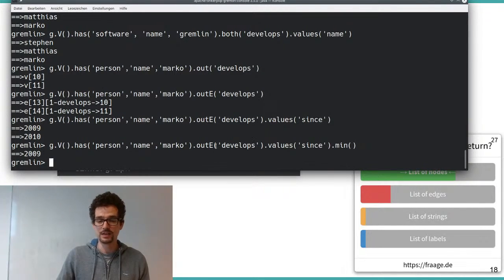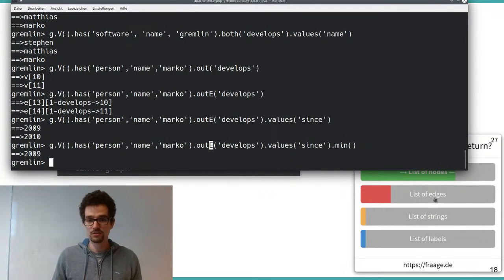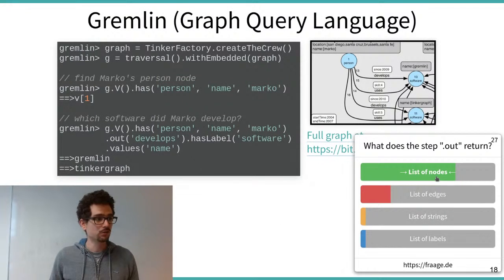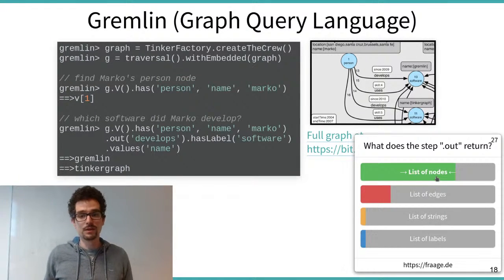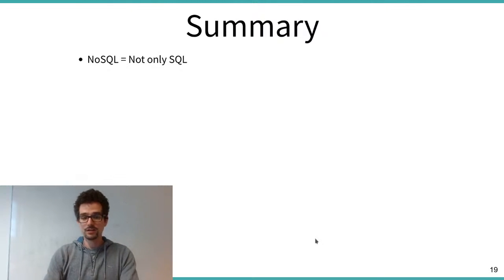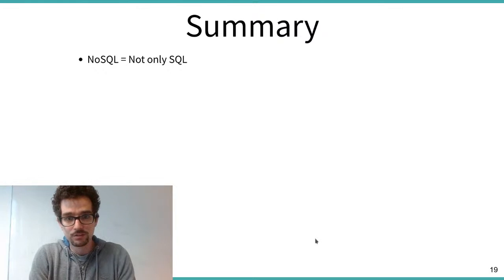When you're interested in edge properties, you use outE to get the list of edges, but the normal out step goes via the edge to the neighbor node. So a list of nodes is the right answer. Okay, we are finished with this part of NoSQL databases.